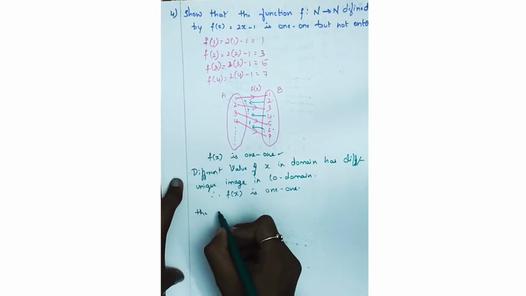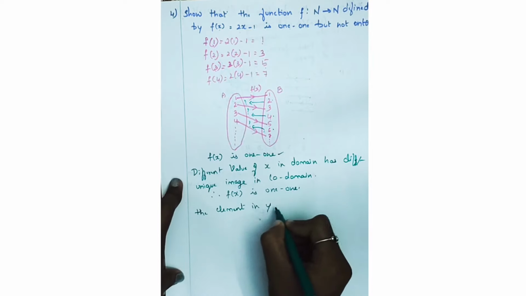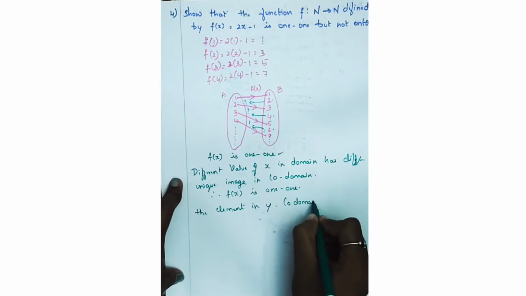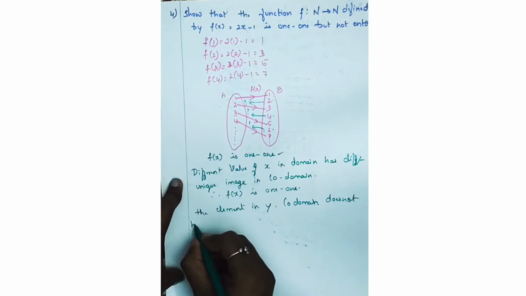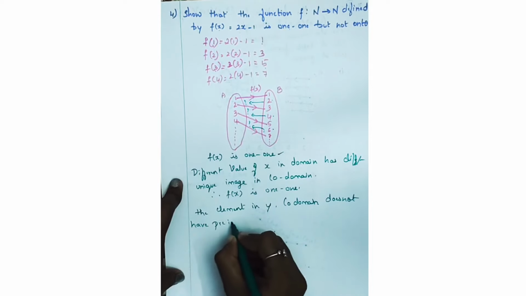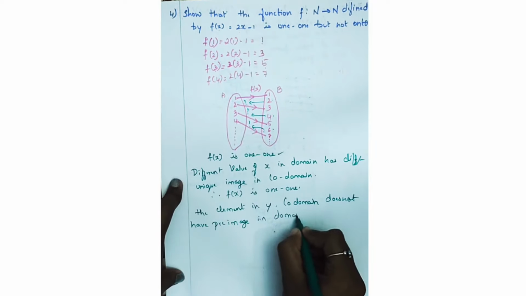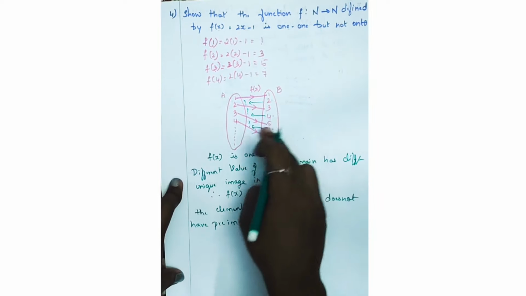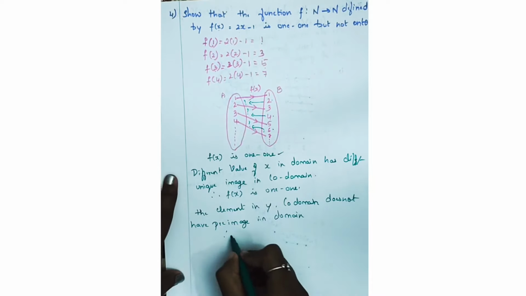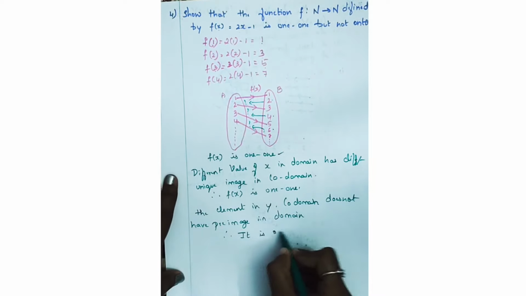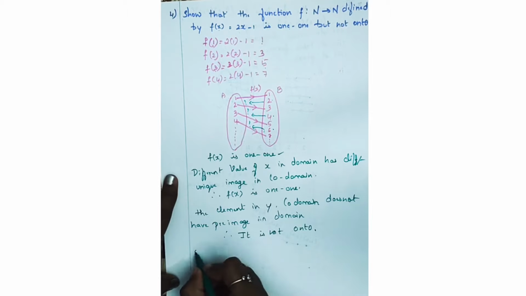Now how will you say it is not onto? The elements in Y, or codomain, do not have a pre-image in the domain. It doesn't have any pre-images for some elements, like for even numbers. So therefore it is not onto.